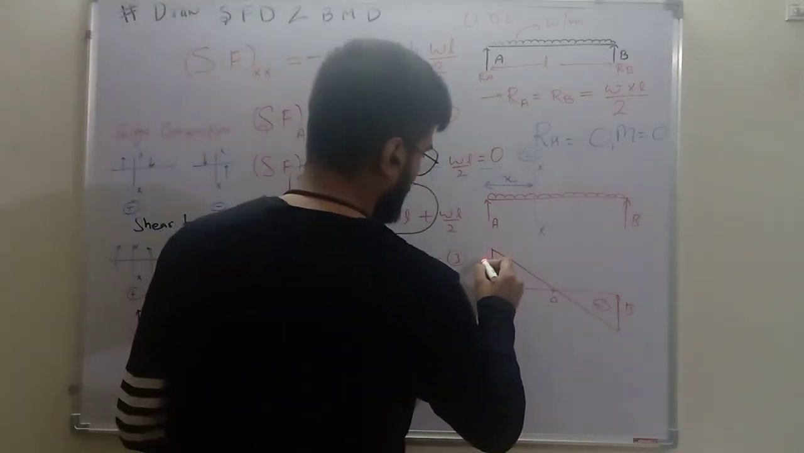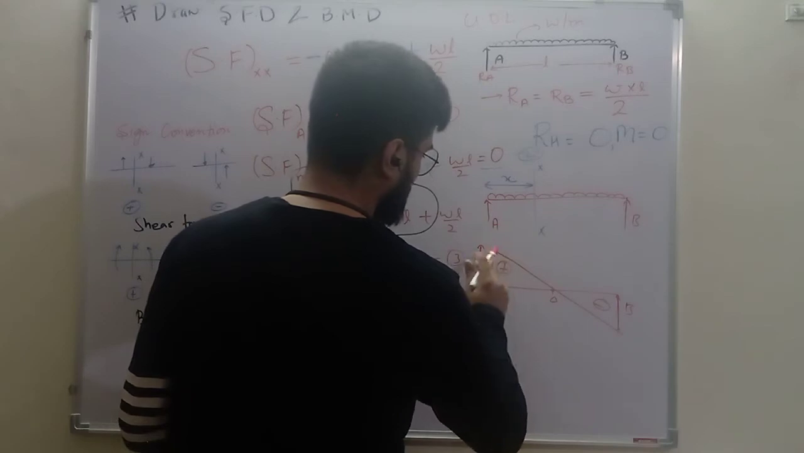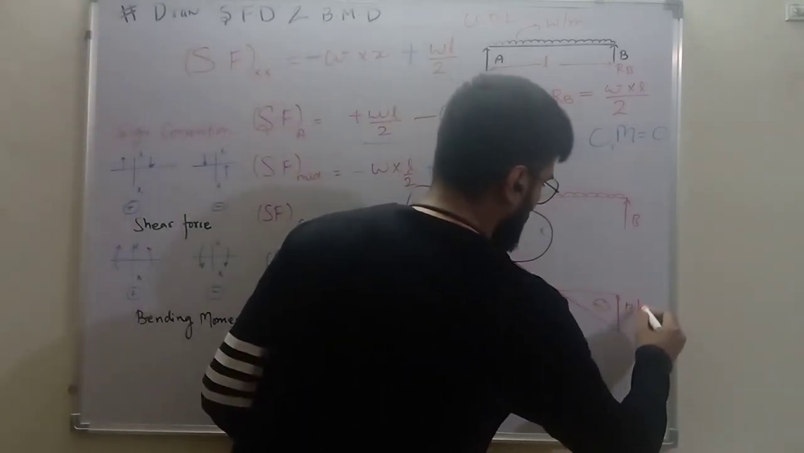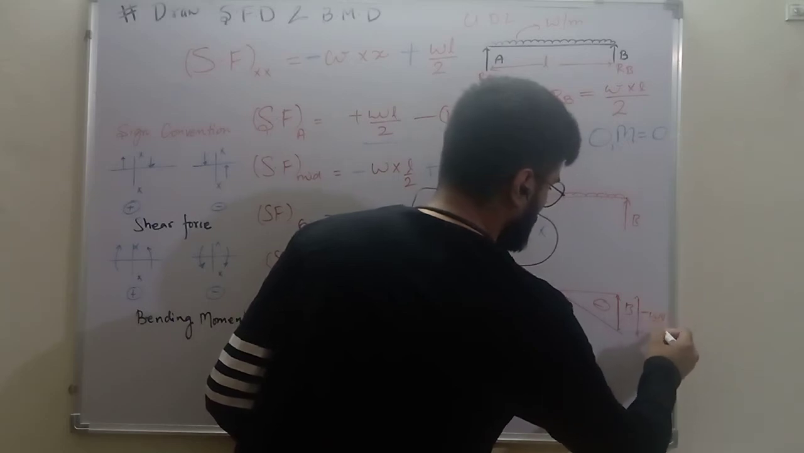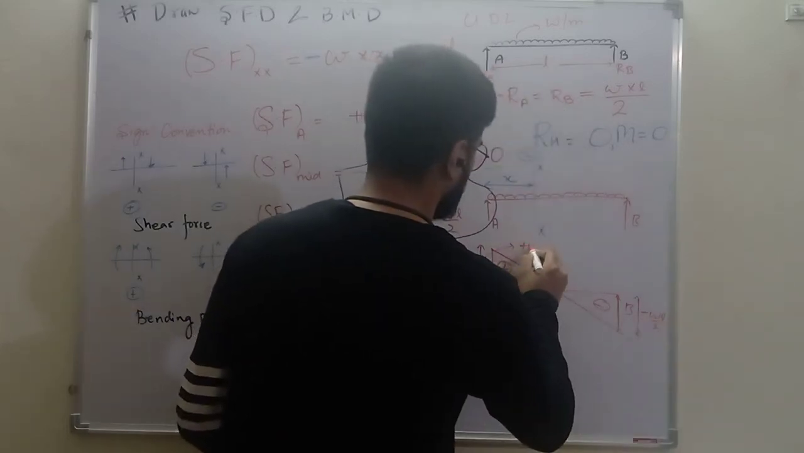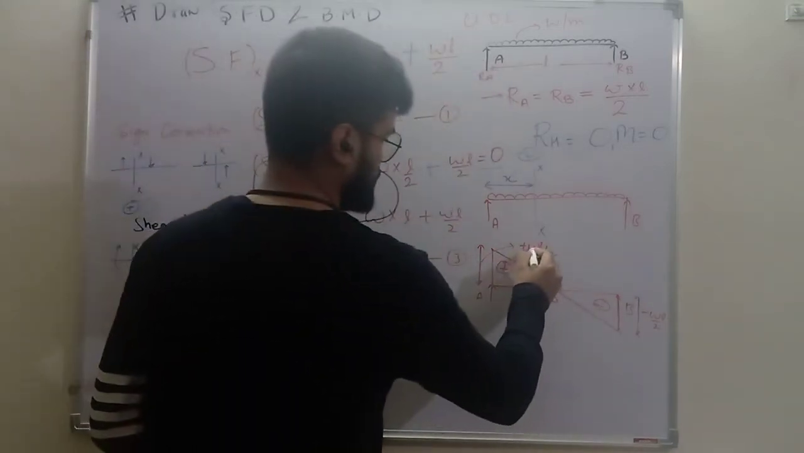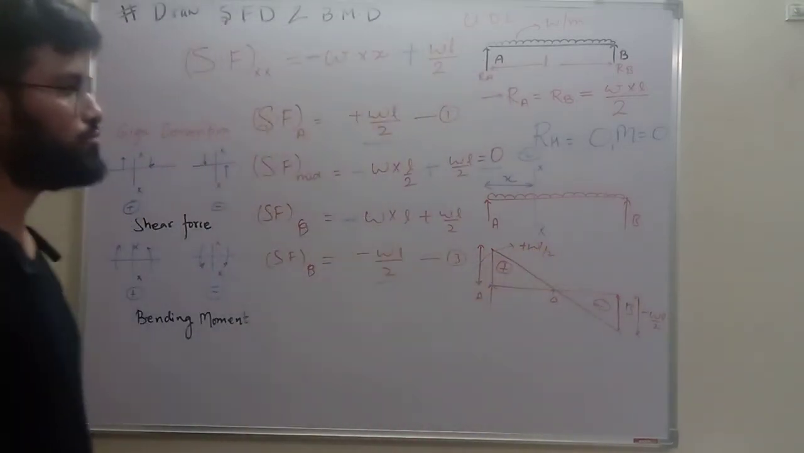So what will be the value here? The y coordinate here will be plus WL by 2, and here the y coordinate will be minus WL by 2. Okay, so this is the shear force diagram for this problem.